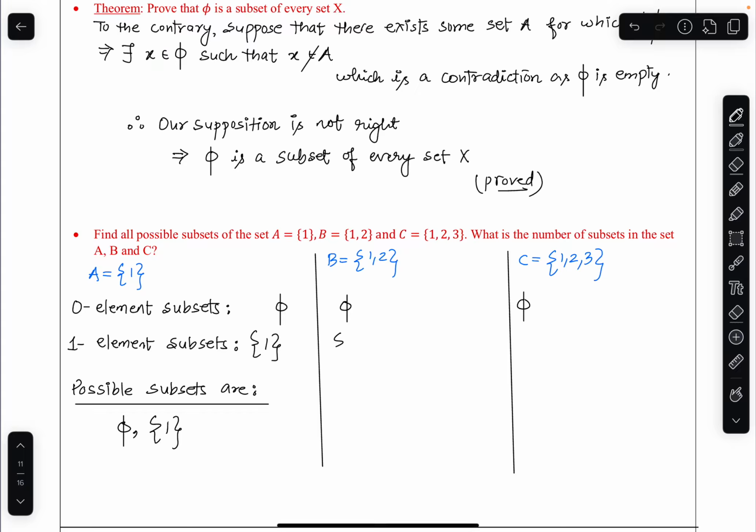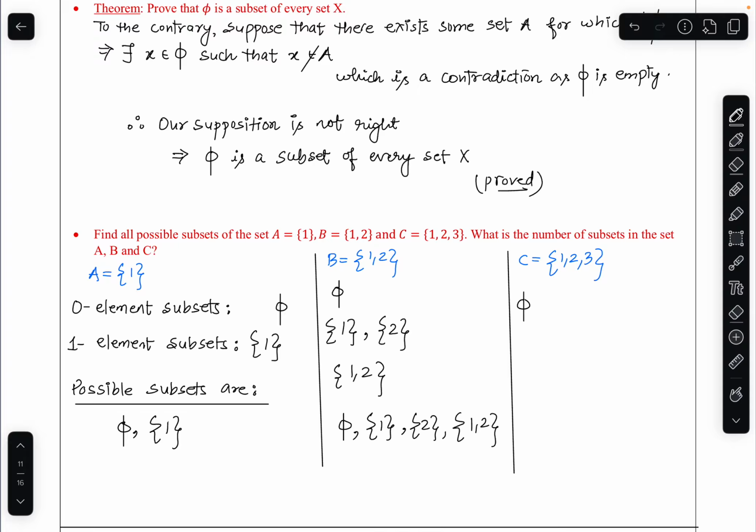In the second case here, I'll form the one element sets. That would be one here and that would be a two here. And then I'll form two element subsets also. So two element subsets would be these two contained in this set. So 1 comma 2 is the subset which has two elements in it. The possible subsets become phi, the other one is 1 and then a 2 here, and the last one is this 1 comma 2. So these are the possible subsets and they are 4 in number.